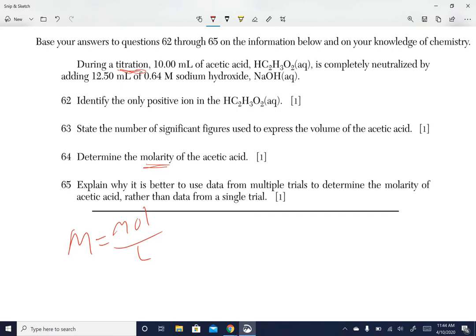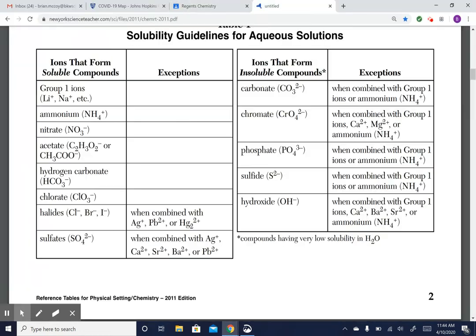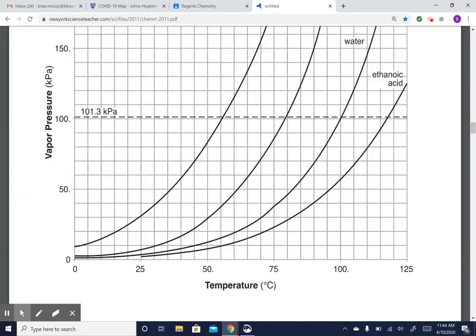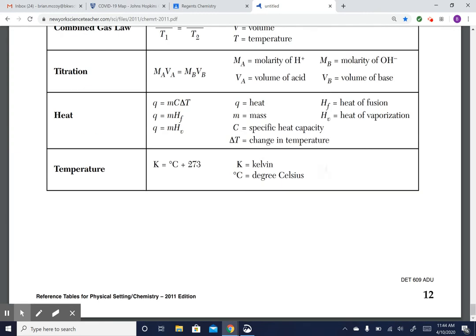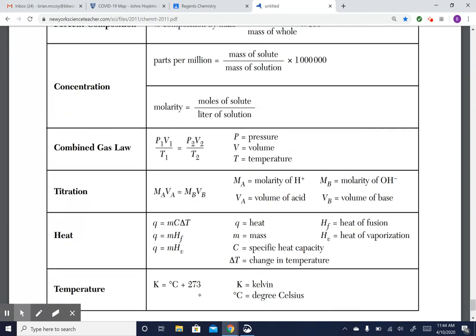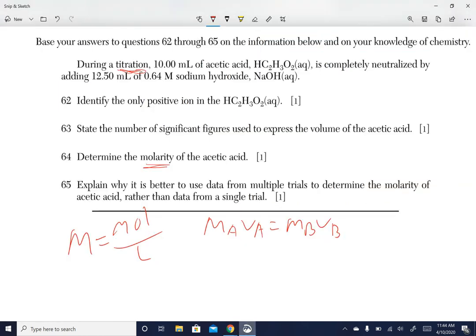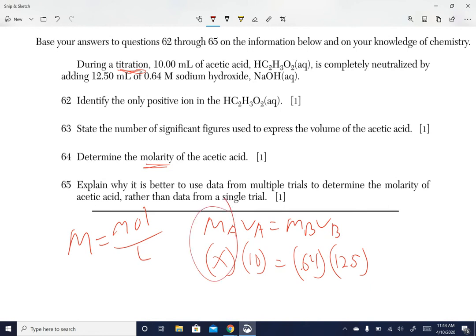So for those of you who are interested, it's MAVA equals MBVB. This is on the back of the reference tables here, the titration equation. And the way you would actually do this is you would say, okay, X for the MA, the VA is 10, the molarity of the base is 0.64, volume of the base 12.5. So 12.5 times 0.64 divided by 10 would give you the molarity of the acid.